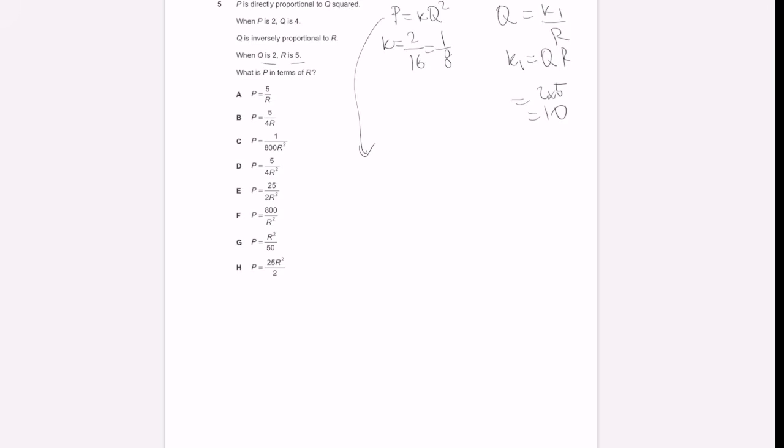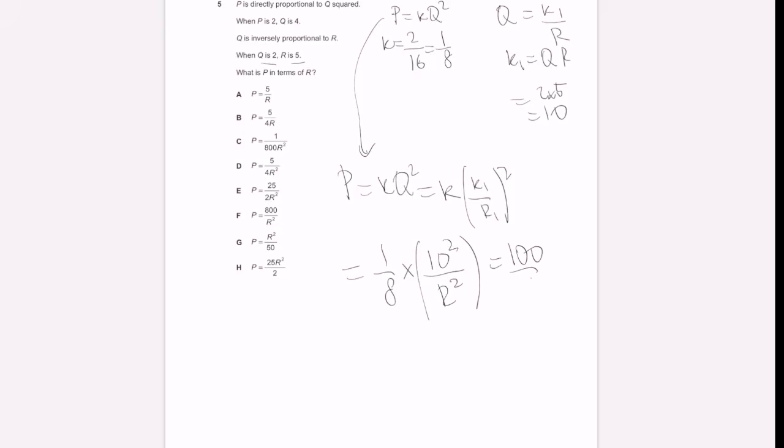Okay, now let's go back to this equation. I'm going to say that p is equal to kq squared, which is equal to k, and q was just equal to k1 over r, squared, which means that this here p will just be equal to 1/8 multiplied by 10 squared over r squared, which is the same as 100 over 8r squared, which is the same as 25 over 2r squared, which corresponds to the correct answer being E.